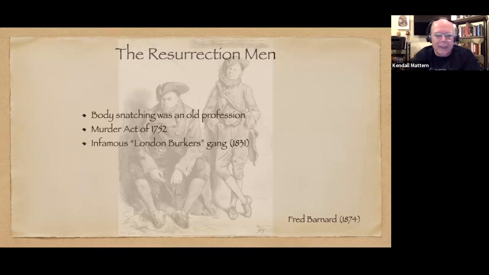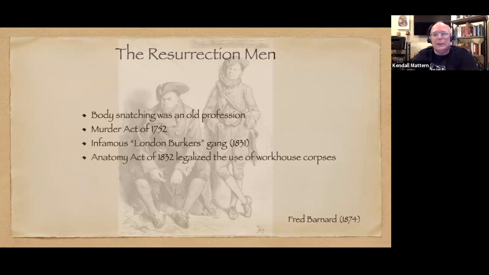There were a number of gangs who profited from resurrection. The London Burkers was probably the most notorious and most successful, and they literally murdered people and then sold their bodies for profit. So it wasn't like they were just victims of other crime. They were purposely identifying and killing people just so they could sell their bodies for profit. And that was 1831, and Dickens clearly knew about this because he's writing by now.